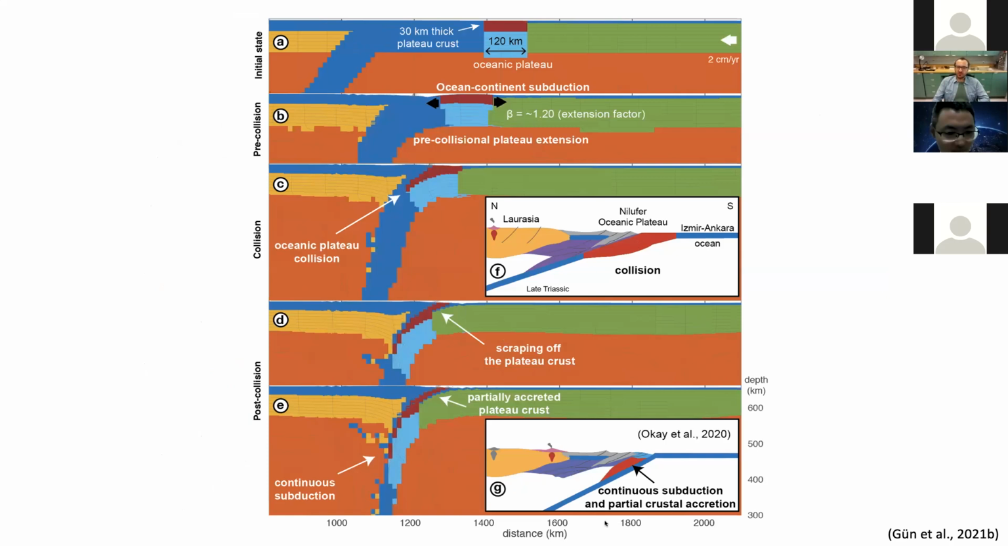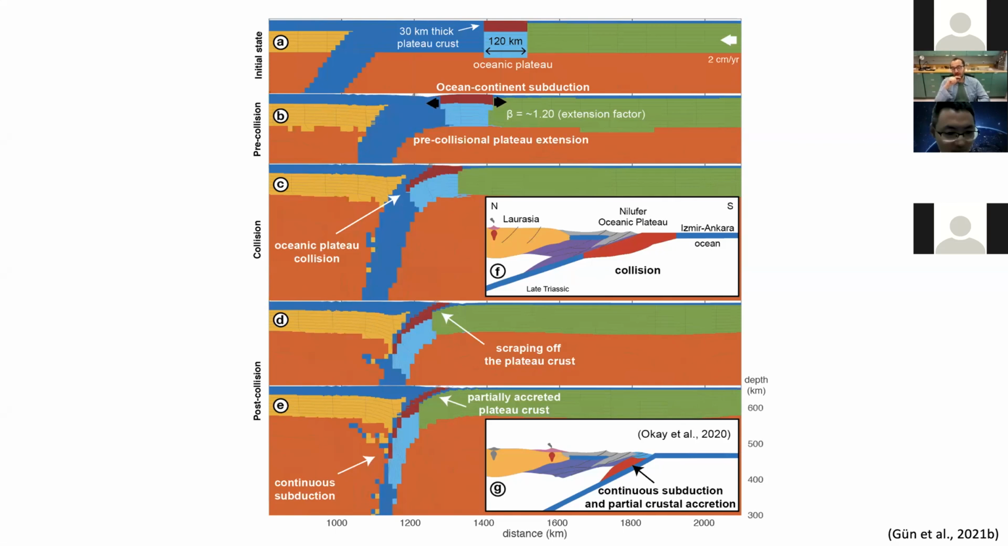These F and G frames are coming from Okay et al.'s 2020 paper. According to them, this Neo-Tethyan plateau was colliding with the Laurasia margin and partly accreting, but without stopping the subduction zone process. Also, interestingly, they published a paper back in 2000, and there was another paper.